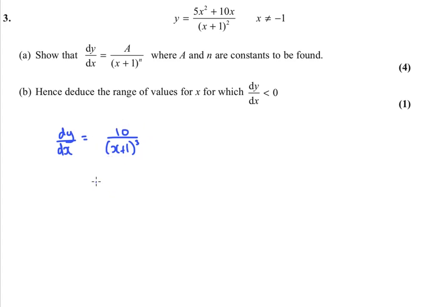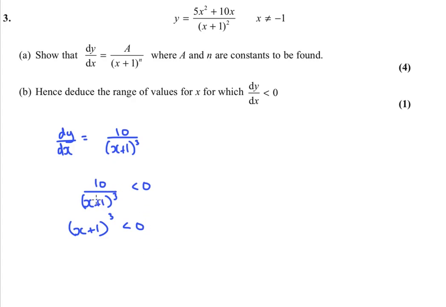So when is 10 over x plus 1 cubed going to be negative? Now if you think about when fractions are negative, it's when either the top or the bottom are negative, but not both. So the top is always positive in this case because 10 is a positive number. So the overall value of the fraction will be negative when x plus 1 cubed is negative.